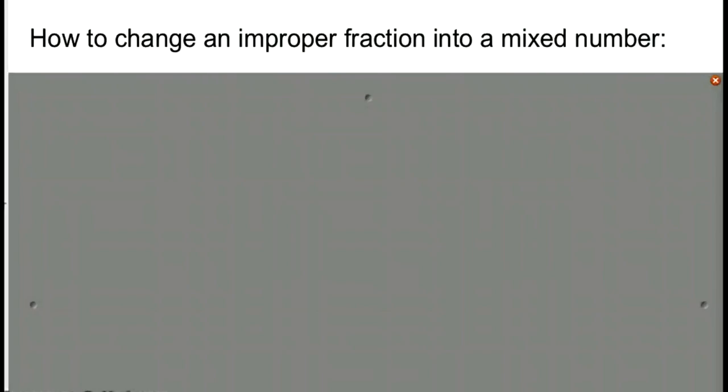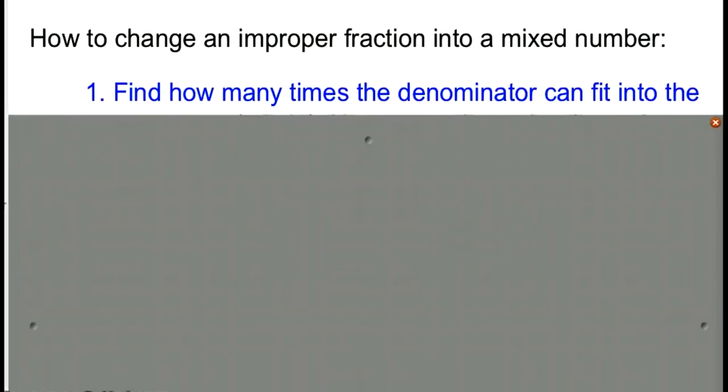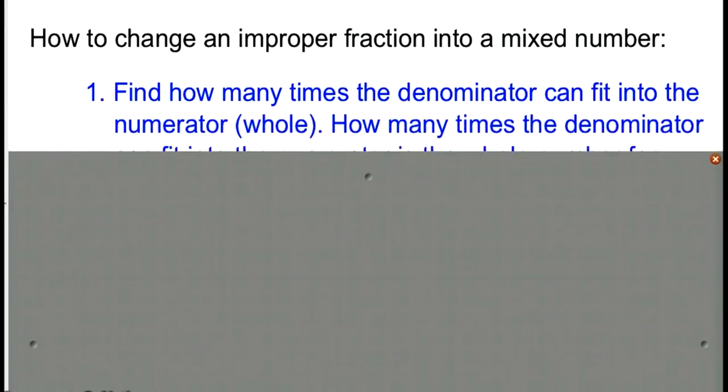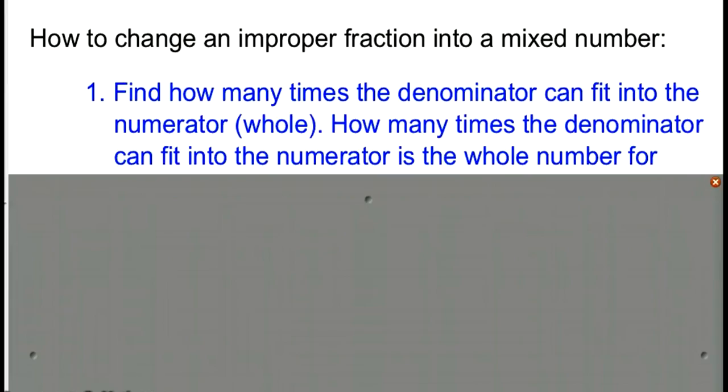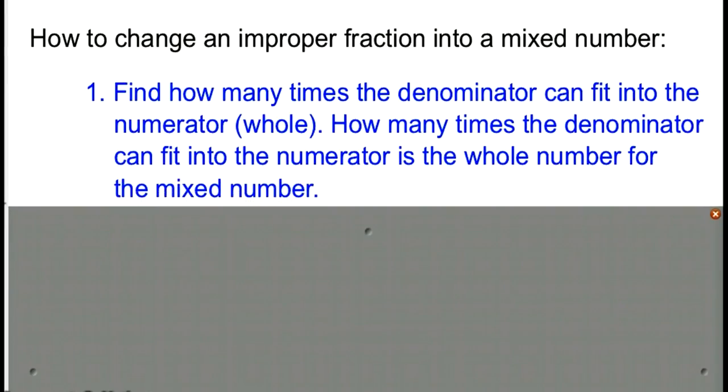How to change an improper fraction into a mixed number. The first thing is you're going to find how many times the denominator can fit into the numerator whole. So how many times the denominator can fit into the numerator whole is going to be our whole number for the mixed number.